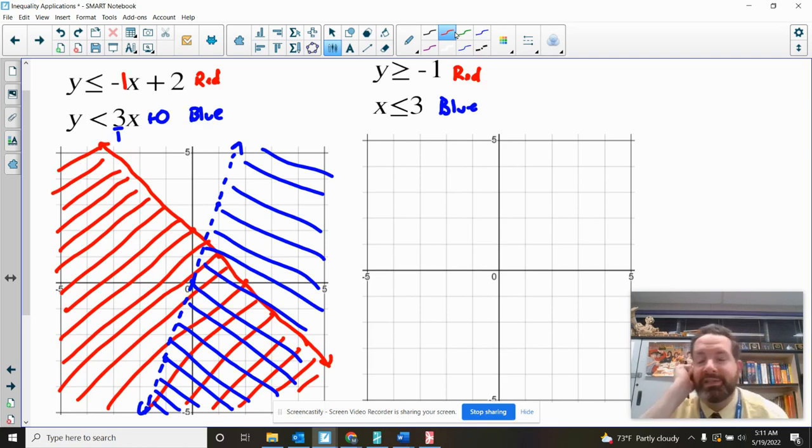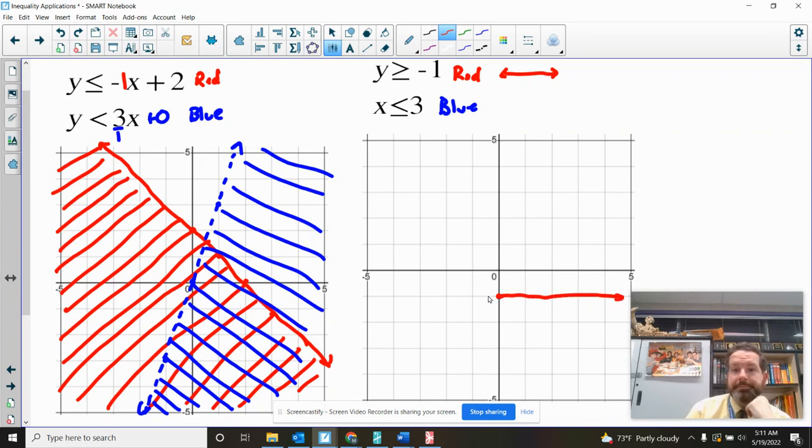I need you to remember back to the first semester when we were graphing our lines. If you had y equals a number, that meant your y coordinate is always the same. The y value is always -1, which means that you can go at a height of -1 all the way you want to the right and left, but you can't ever go up or down. This is going to be a straight horizontal line. So a straight horizontal, it's got an equal to underneath, so it's going to be a solid line.